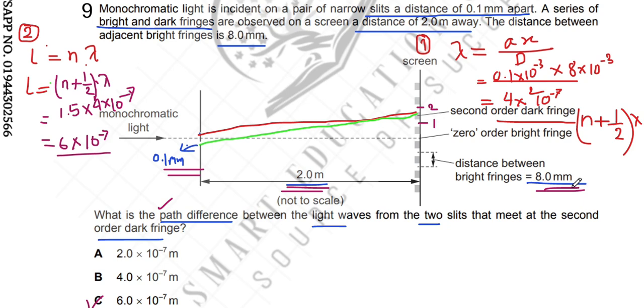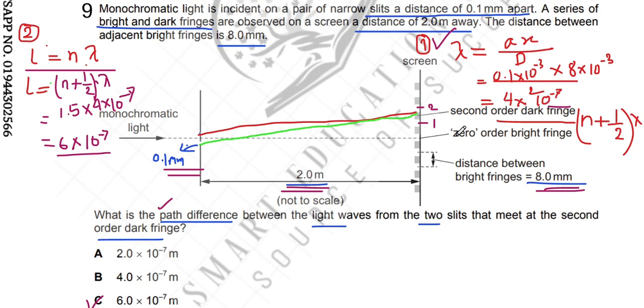First of all, we need to know the formula for path difference: L equals n lambda for the bright fringes, or for the dark fringes it would be L equals n plus half lambda. Now we don't know the lambda, so we need to find out the lambda first. So the formula for that is lambda equals ax by d, and all this information is given on the screen. So if we put all these values, converting the millimeters into meters, we find the wavelength is about 4 times 10 to the power negative 7 meters.